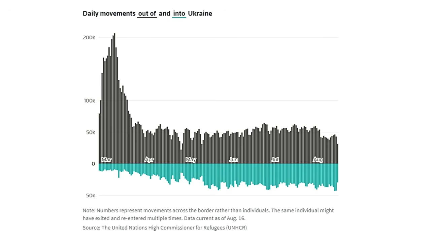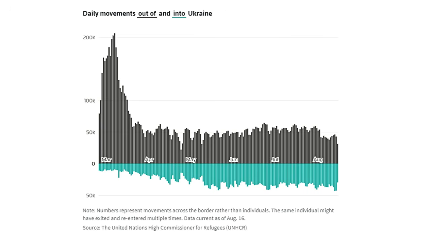So we've seen a mass emigration of people out of Ukraine. This chart shows the daily movements of people in and out of Ukraine since the start of the war. And you can see that in March there was a huge spike in the number of people leaving the country and peaked in that month at over 200,000 people per day leaving the country. The numbers have dropped since the initial exodus, but have stayed relatively stable at around 50,000 people per day.